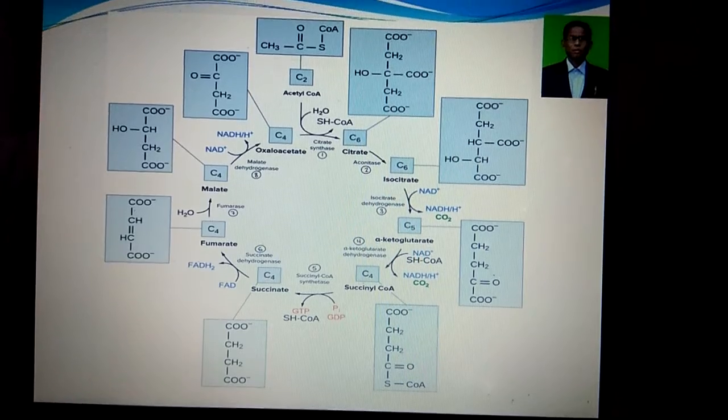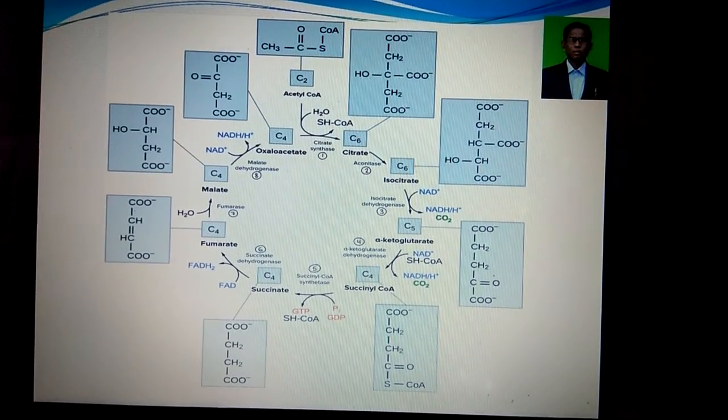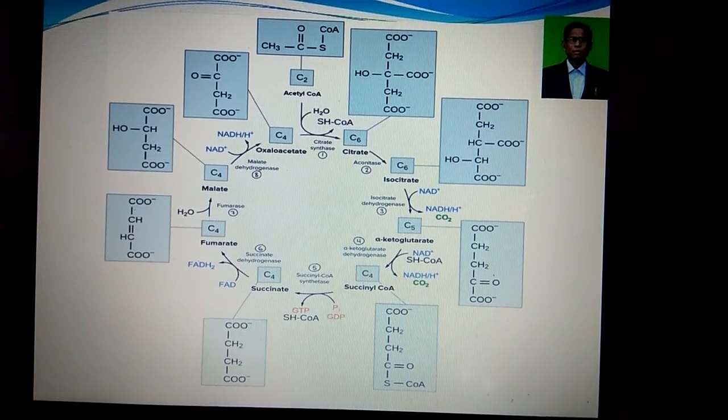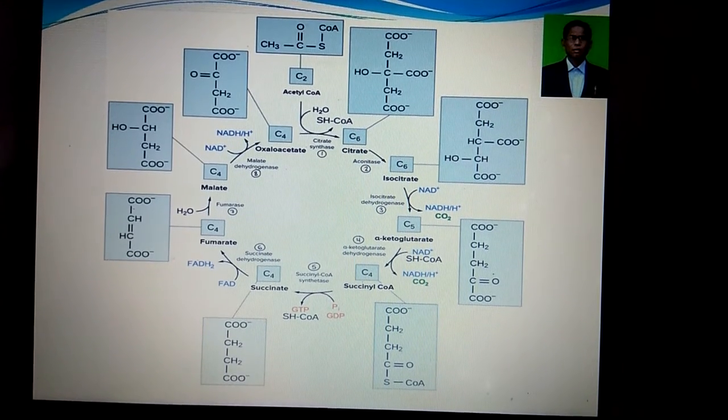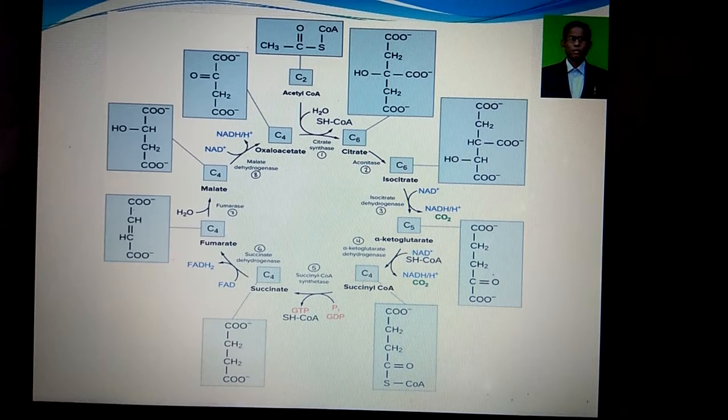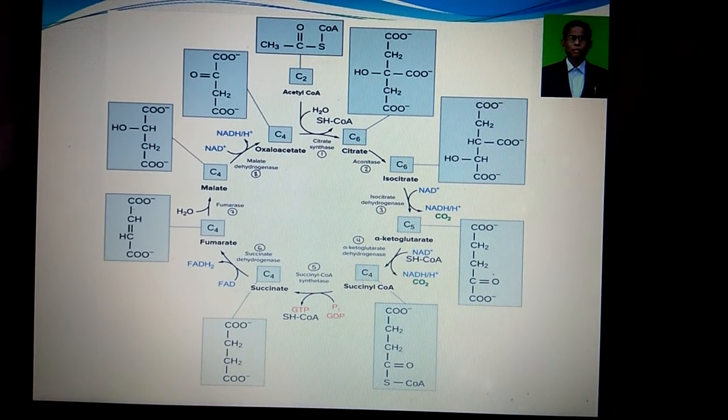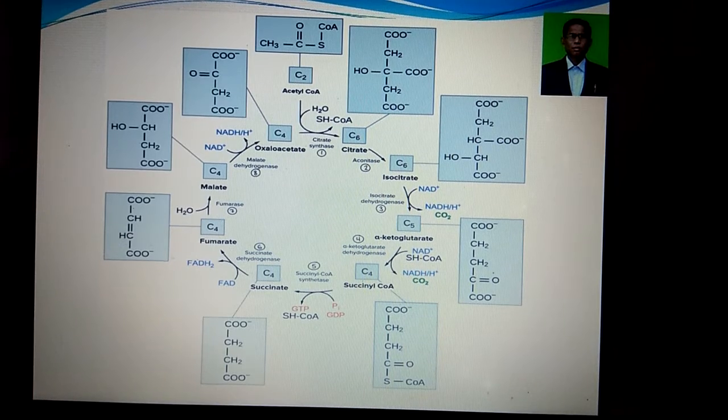In the fourth step, alpha ketoglutarate is oxidatively decarboxylated to succinyl-CoA. The mechanism of this reaction is similar to that of oxidative decarboxylation of pyruvate. This reaction is irreversible and catalyzed by alpha ketoglutarate dehydrogenase in the presence of TPP, lipoic acid, FAD, and NAD enzymes.